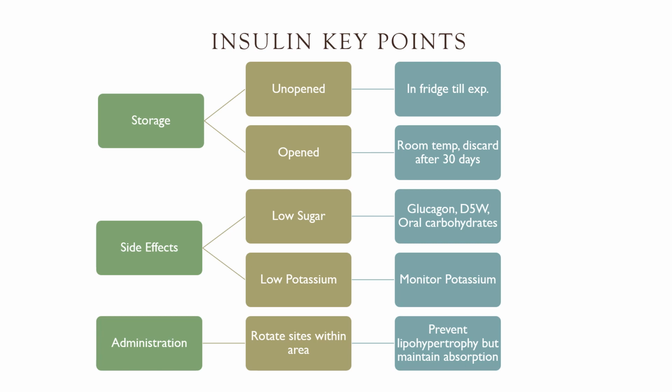When we administer insulin, we want to rotate the sites within the same area. This prevents lipohypertrophy but maintains our absorption. So by rotating, top of the arm, bottom of the arm, the thigh, rotating within the thighs, or rotating within the stomach. If you always give it to yourself in the stomach, rotate different sites on the stomach. Don't give it in your stomach one day and your thigh the other day, because there's a different absorption rate.